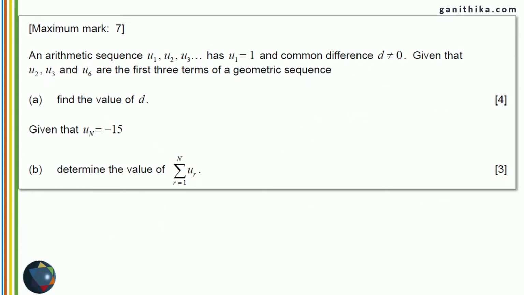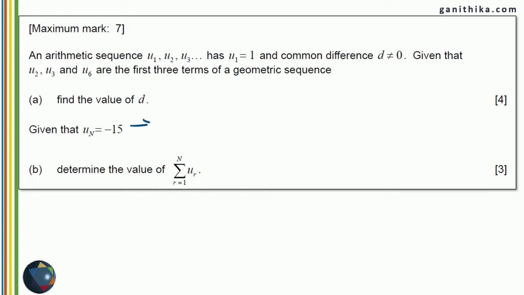So let's move on to the second part of the same question. It's given that u capital N is equal to negative 15. Remember, this is an arithmetic sequence. In the arithmetic sequence, it's given that the capital Nth term is negative 5. So again, just looking at this information, simplify it into mathematical form.